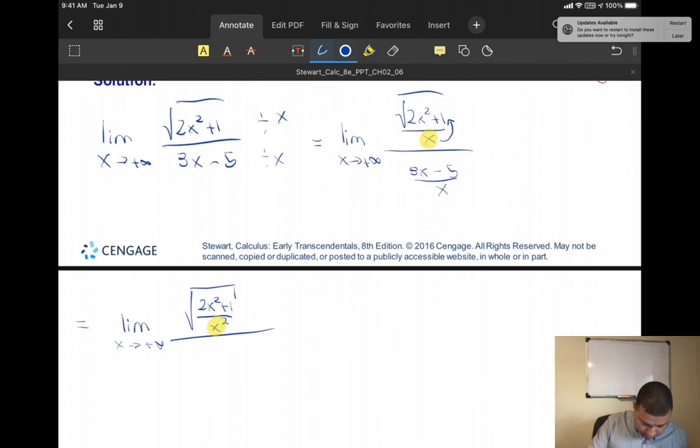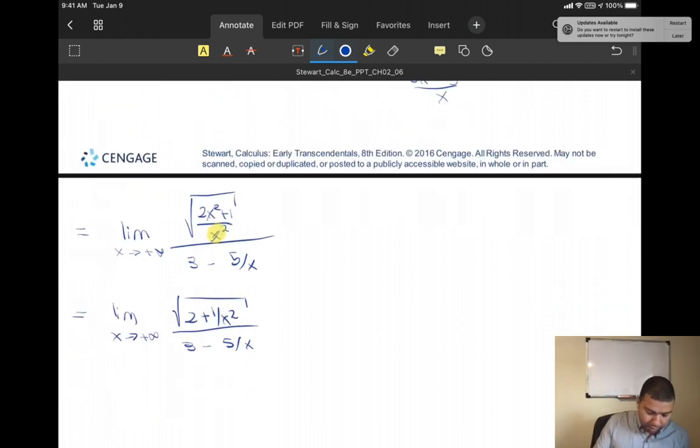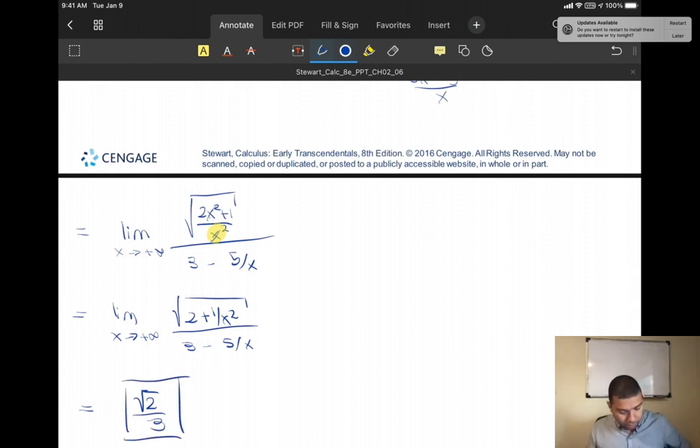Now here I can do what I did before, and then finally, or almost finally, you can cancel things out like we did in the previous example to get 2 plus 1 over x squared divided by 3 minus 5 over x. And then using that theorem, as x gets larger, this is close to 0, this is close to 0, so this is square root of 2 over 3. So I did it slightly faster than before.